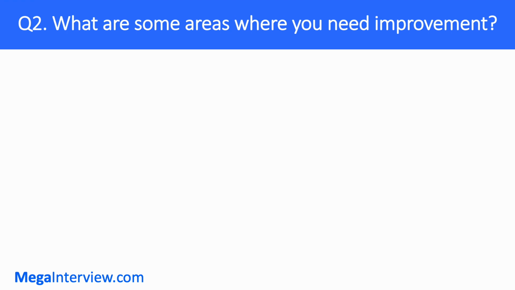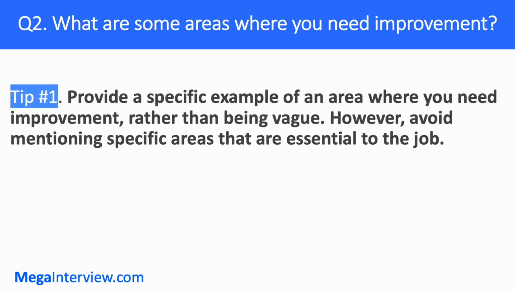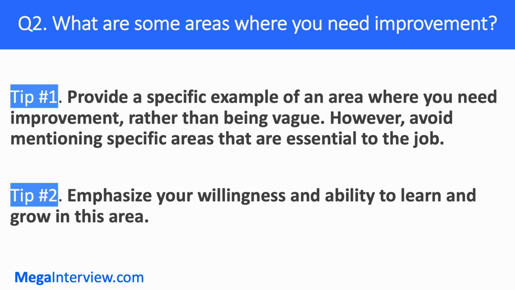The next question that can be asked in relation to your weaknesses that we will discuss is: what are some areas where you need improvement? Here are two tips. Tip number one, provide a specific example of an area where you need improvement rather than being vague. Again, avoid mentioning specific areas that are essential to the job. Tip number two, emphasize your willingness and ability to learn and grow in this area. So here's another top scoring answer to help you.